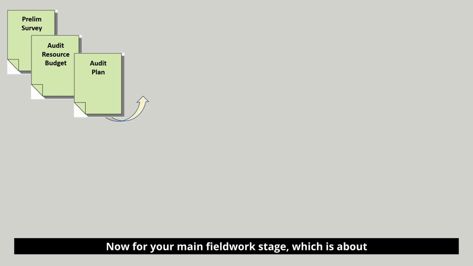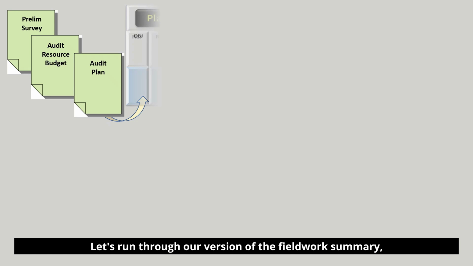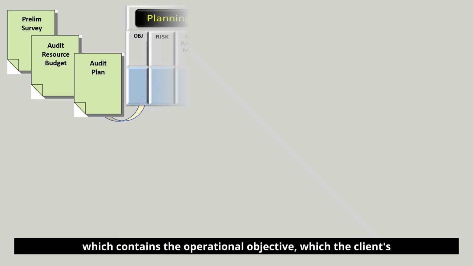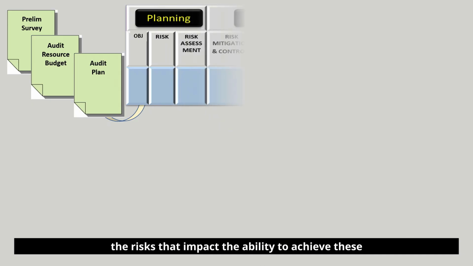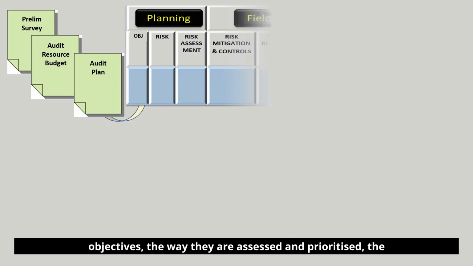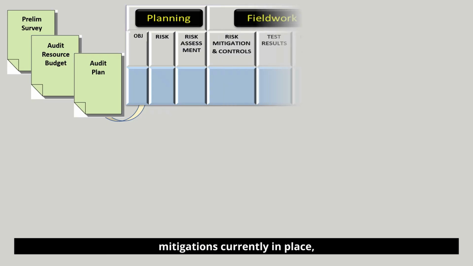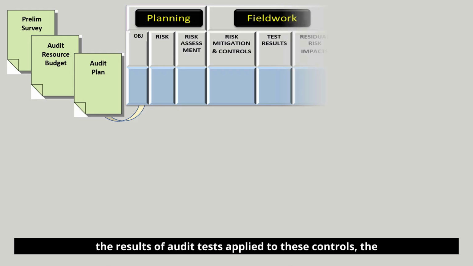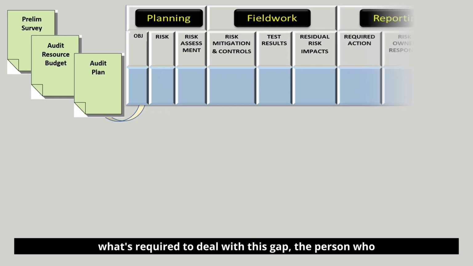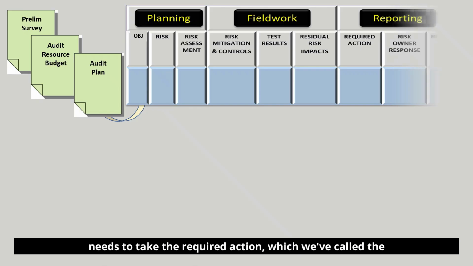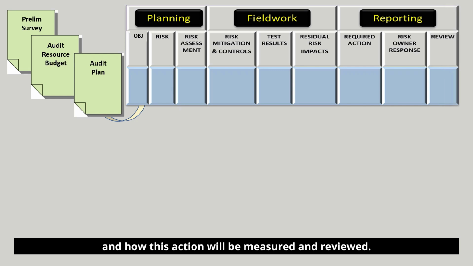Now for your main fieldwork stage, which is about gathering all the required evidence, let's run through our version of the fieldwork summary, which contains the operational objective, which the client's required to achieve, the risks that impact the ability to achieve these objectives, the way they are assessed and prioritised, the mitigations currently in place, the results of audit tests applied to these controls, the extent of unacceptable levels of residual risk and their impact, what's required to deal with this gap, the person who needs to take the required action, which we've called the risk owner, and how this action will be measured and reviewed.